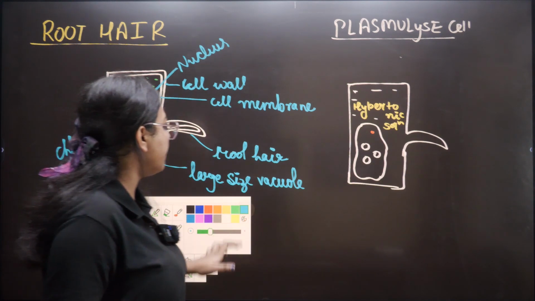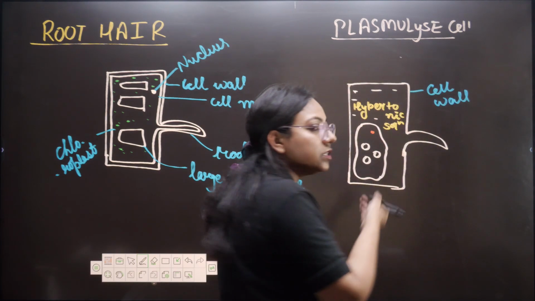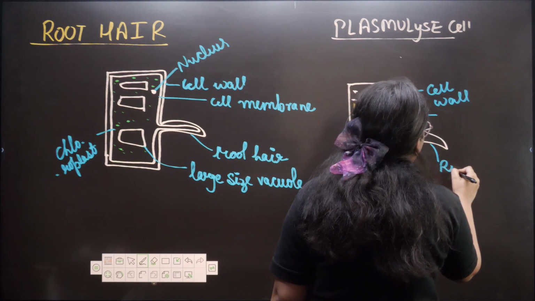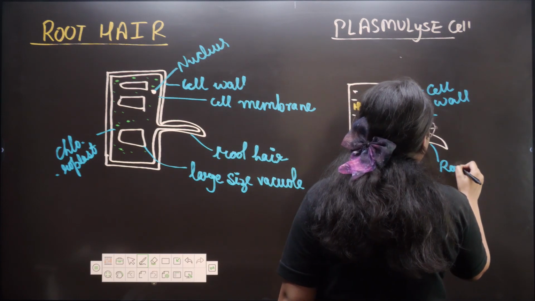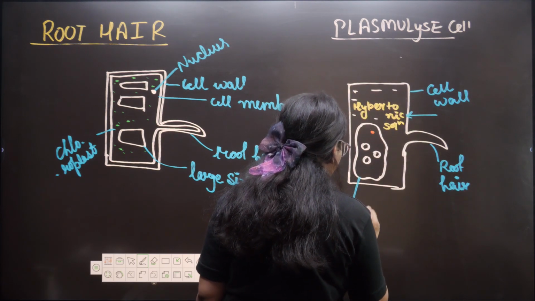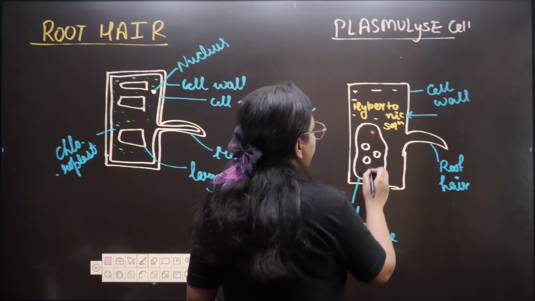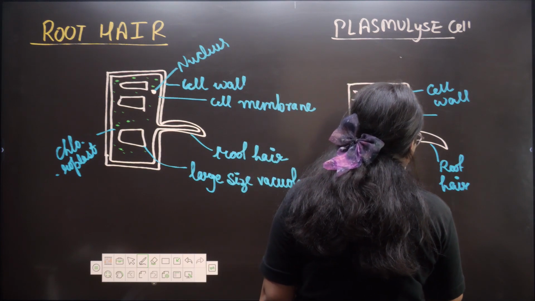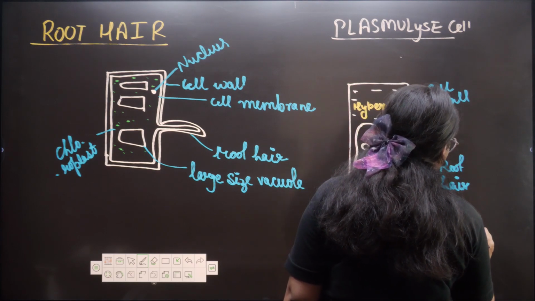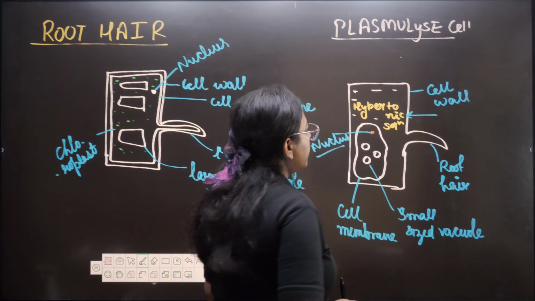Now let's label it. Labeling is very important. Here this is the cell wall. It will not be affected because it is a dead part. Then this is the hypertonic solution. This is obviously the root hair, and then this is the cell membrane, which has come into a corner. This is the vacuole, and this time we are writing small-sized vacuole. This is the nucleus. So this is the whole part.